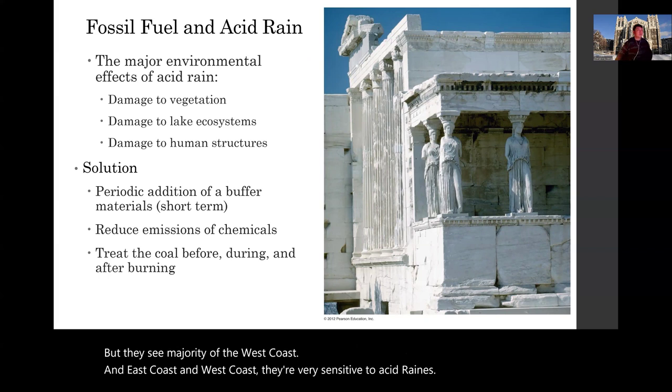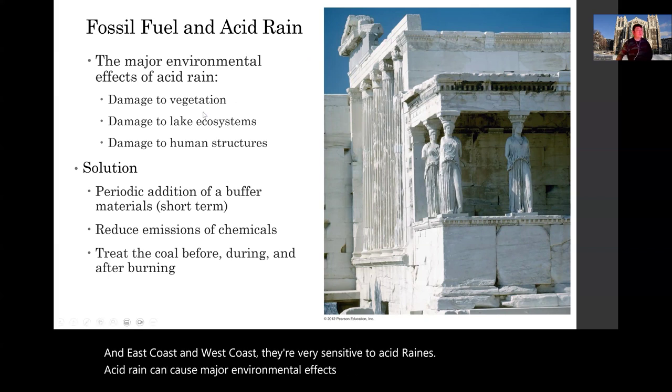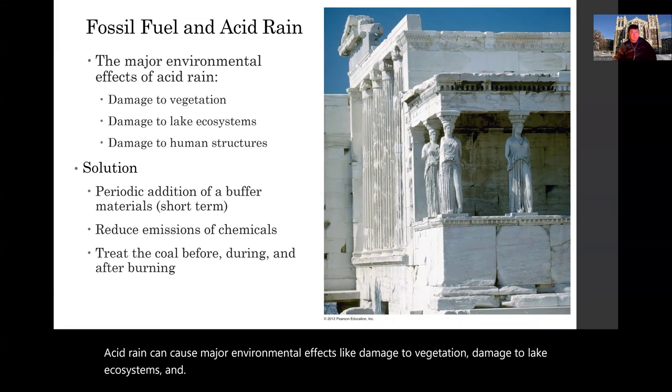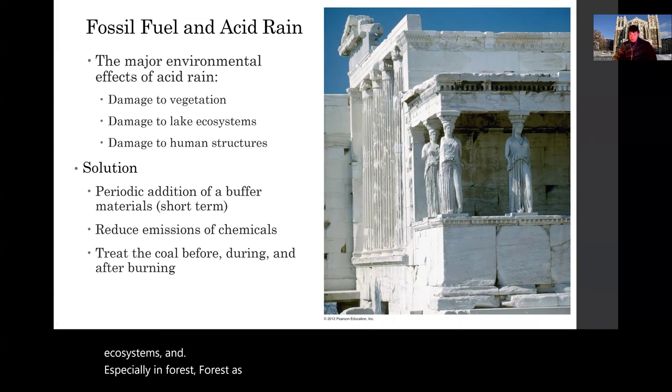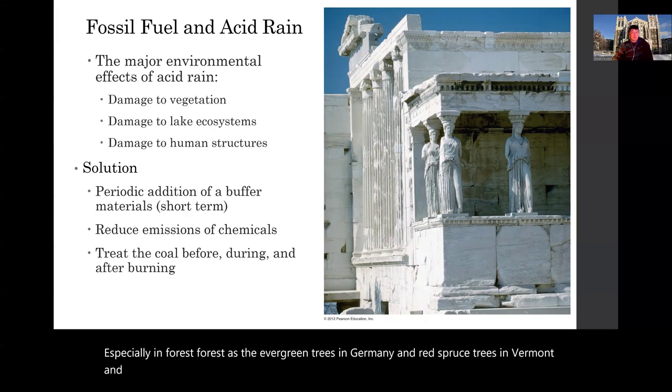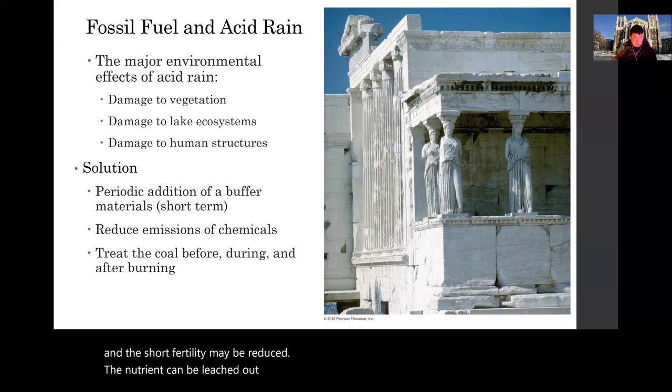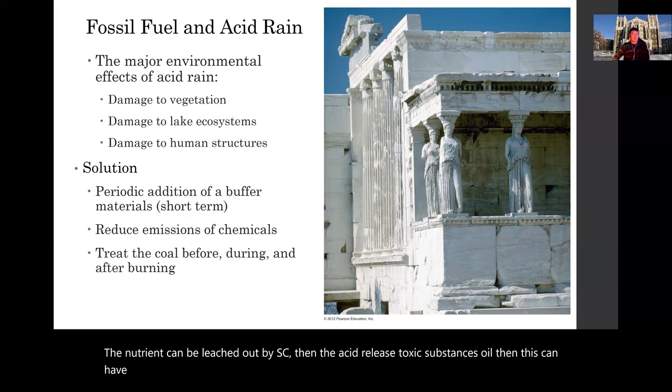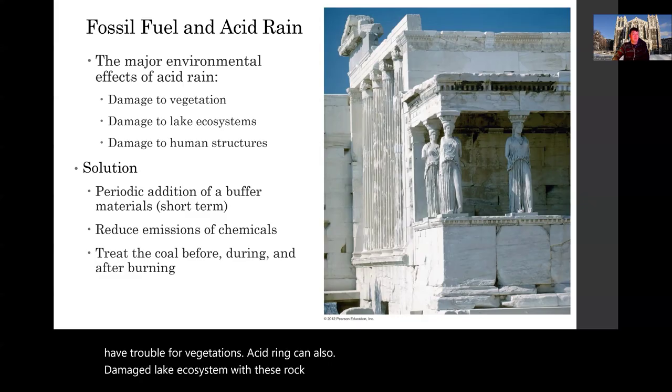Acid rain can cause major environmental effects like damage to vegetation, and damage to lake ecosystems, especially in forests, such as the evergreen trees in Germany and red spruce trees in Vermont. The soil fertility may be reduced. The nutrients can be leached out by acid, and the acid releases toxic substances into the soil, and this can cause trouble for vegetation. Acid rain can also damage lake ecosystems. It disrupts the life cycle of fish, frogs, catfish, and so forth. It can also damage buildings.